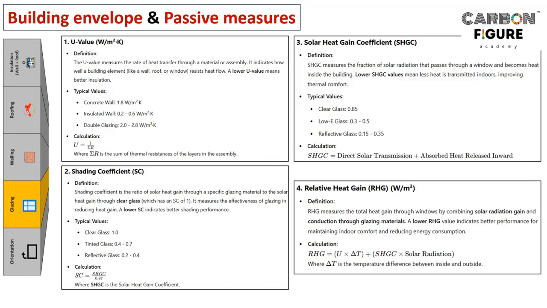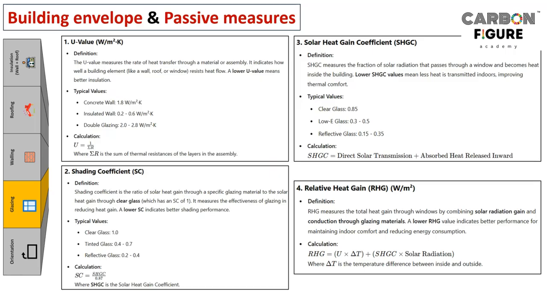So SC is equal to SHGC, that is nothing but solar heat gain coefficient, divided by 0.87. Right. So for tinted glass, it is reduced. For the reflective glass, it is completely reduced, 0.2 to 0.4 only. So you should have a lower SC value.